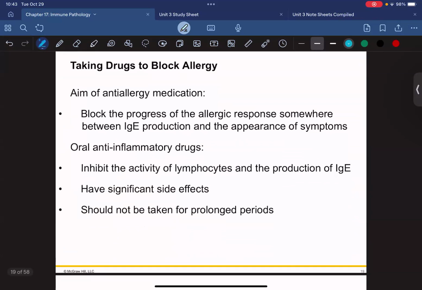So how do you control your allergies? You're going to need anti-allergy medication. And this can be a wide variety of things. These could be anti-inflammatory drugs that just suppress that whole response that goes on with that IgE mast cell reaction. So this could be things like steroids that have an inhibitory effect on IgE production.